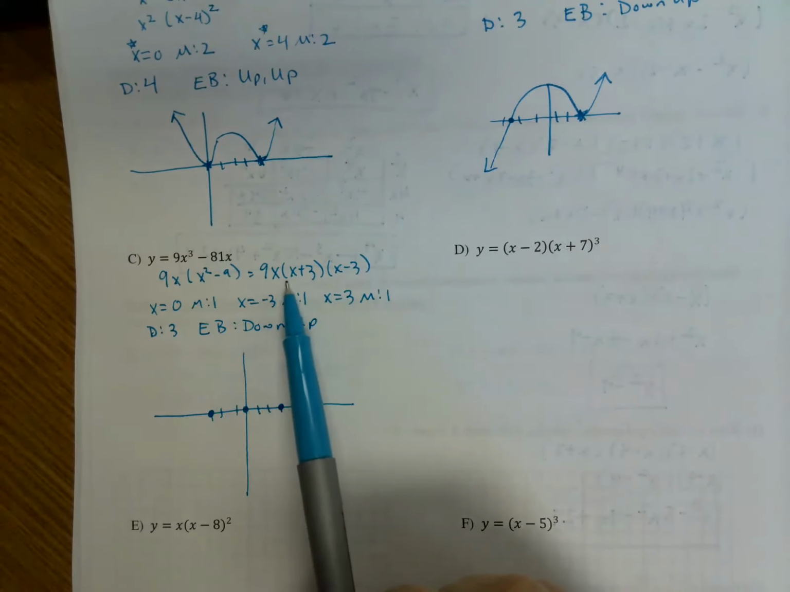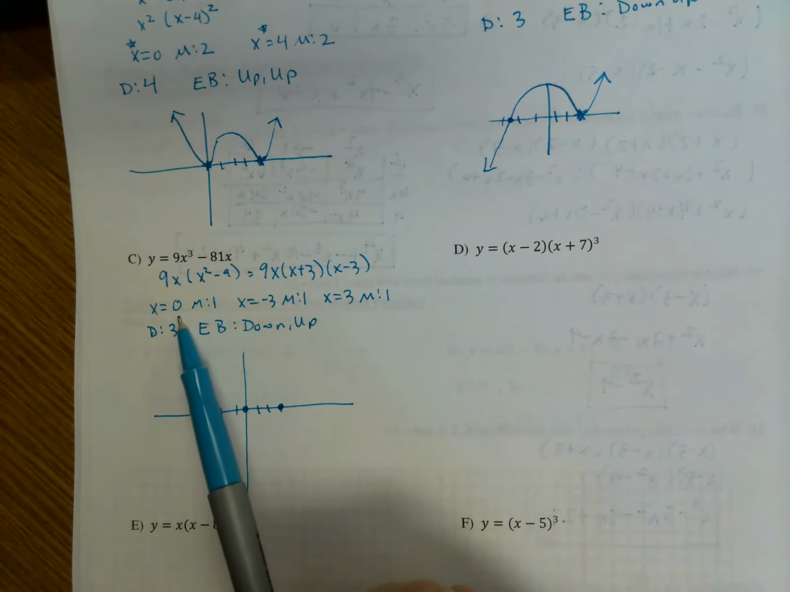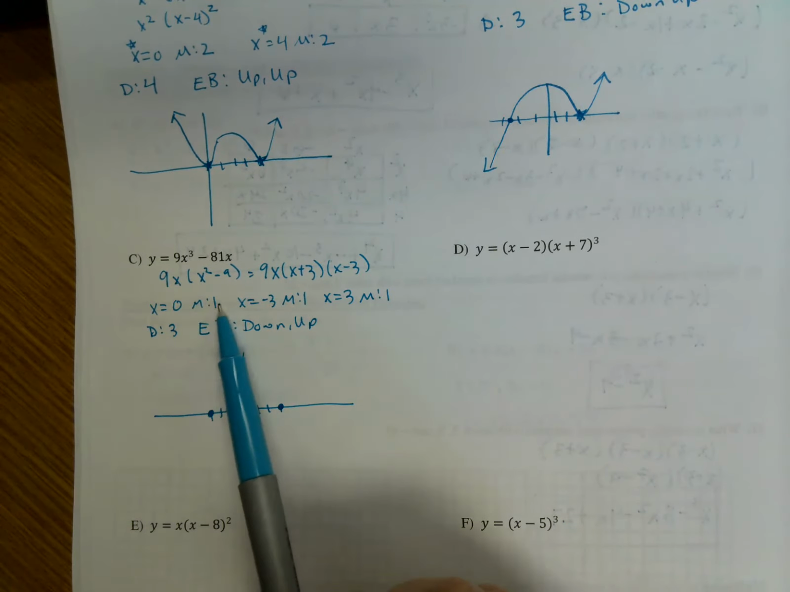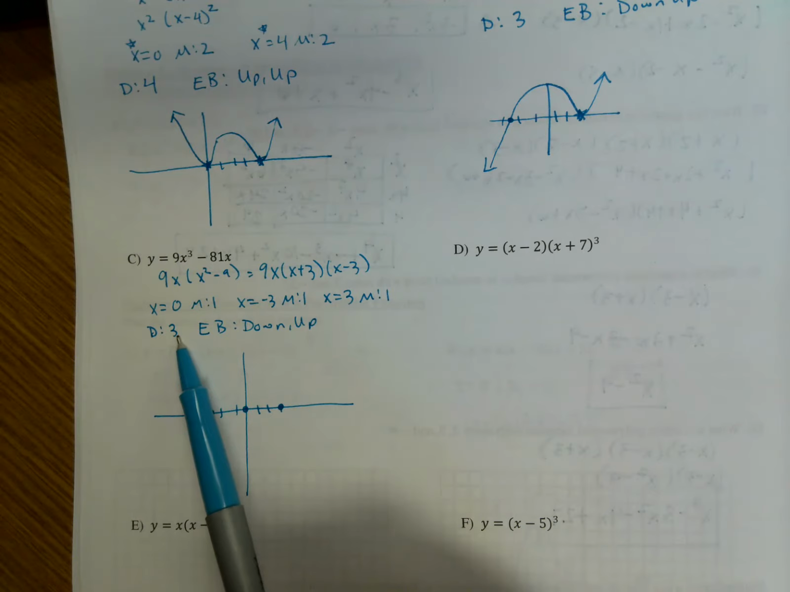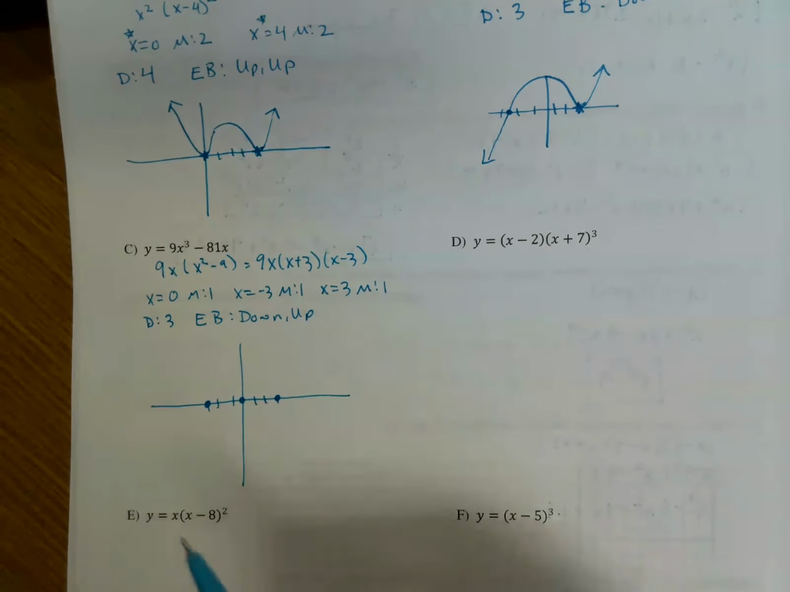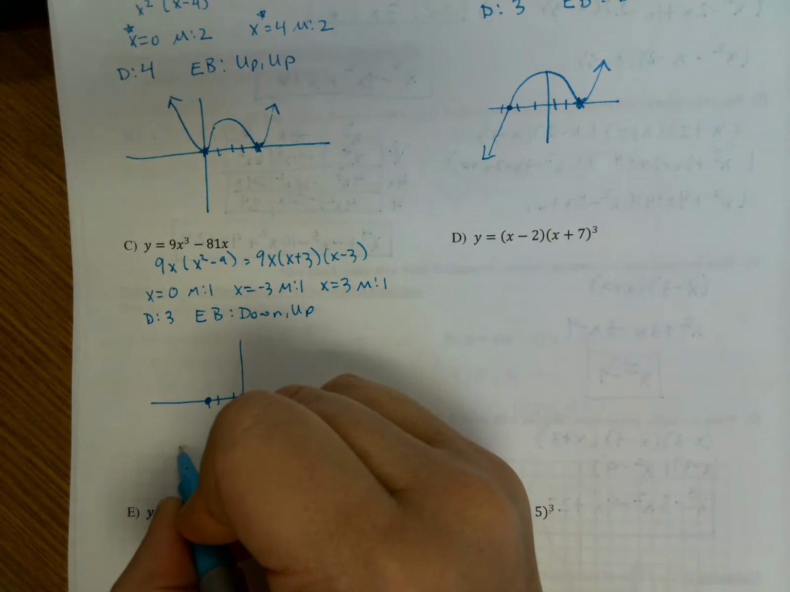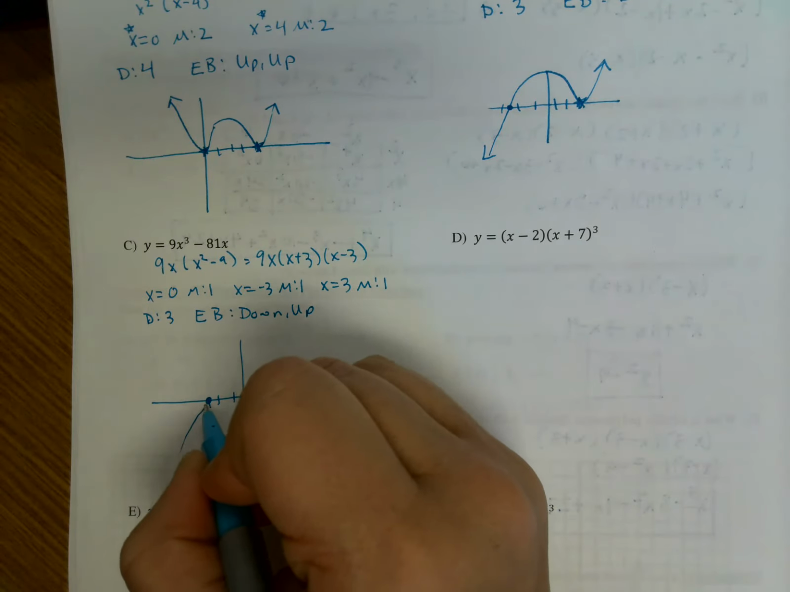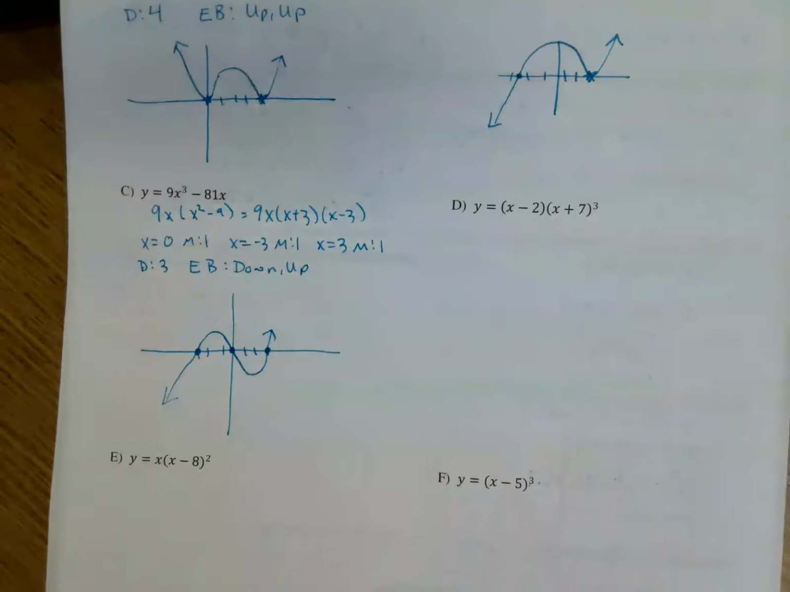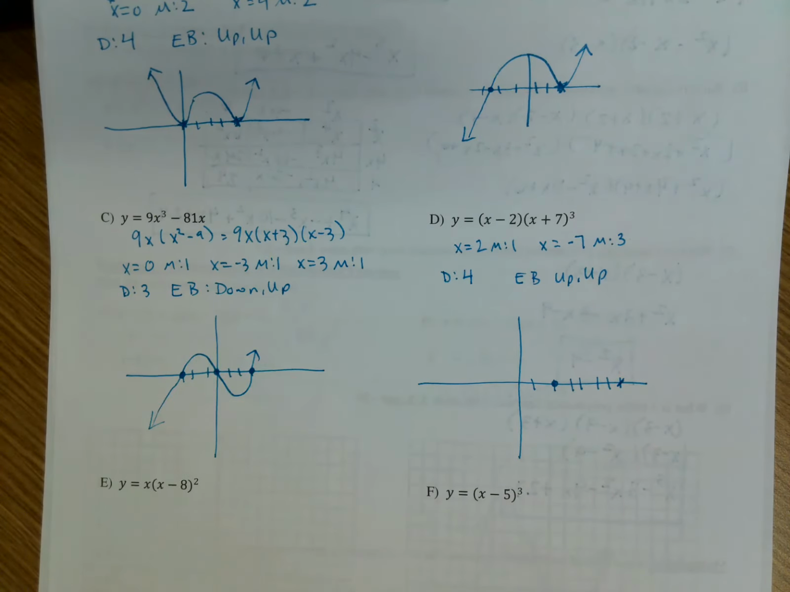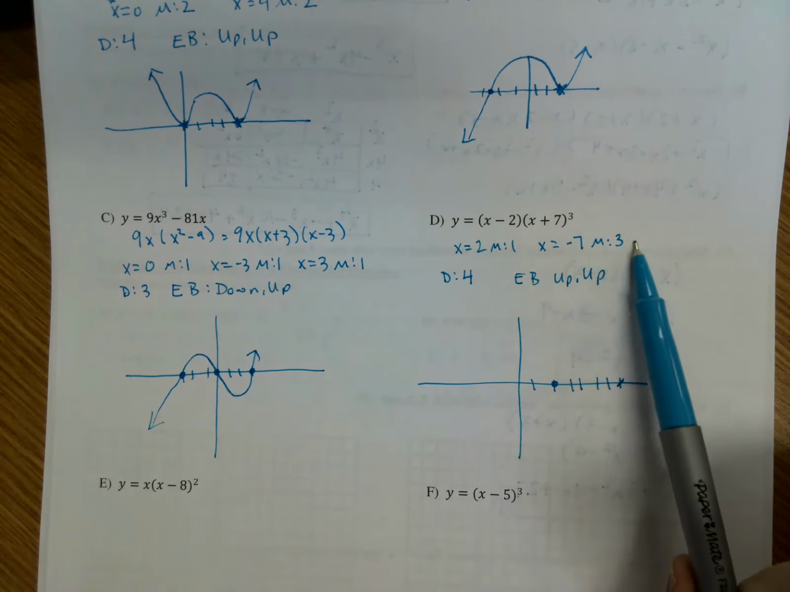So this is what it looked like factored. So I have a 0 at 0 one time, a 0 at -3 one time, and a 0 at 3 one time. So my degree is 3. That means my end behavior is down, up. So I'm starting down. So again, anytime there's a point, I'm going to go through that point, so it looks something like this. So this one's a little bit trickier because of this cubed.